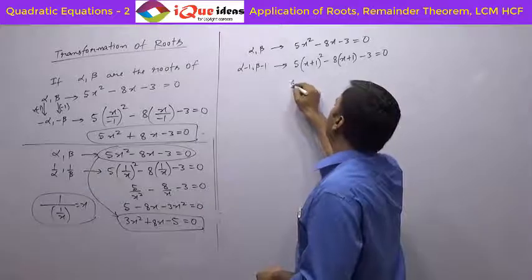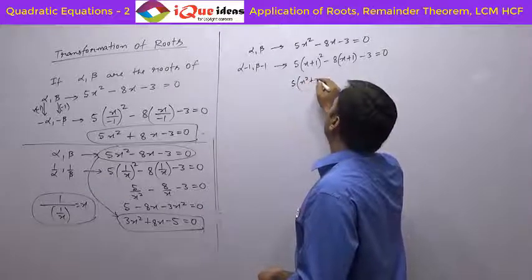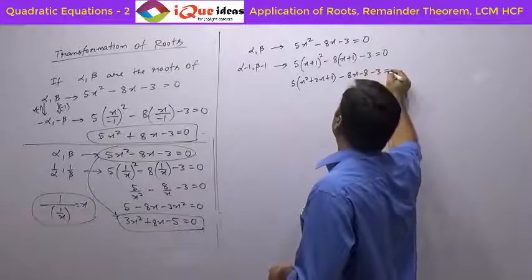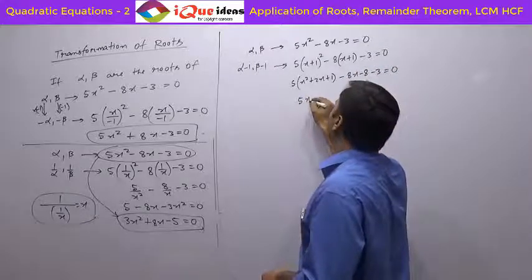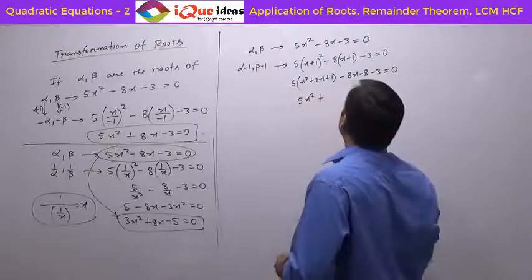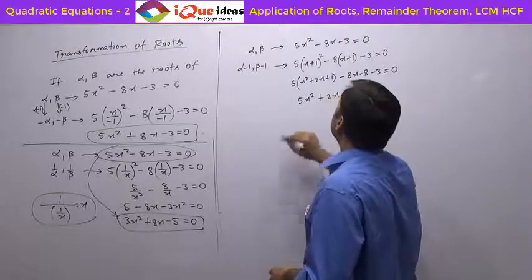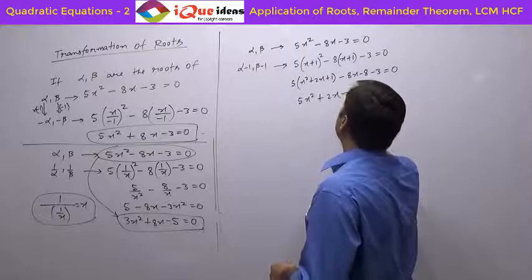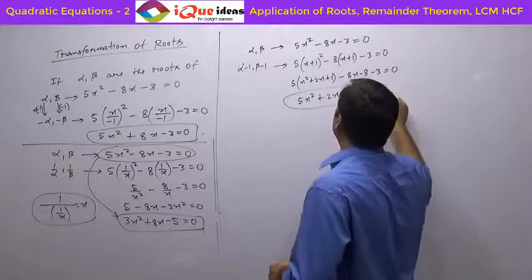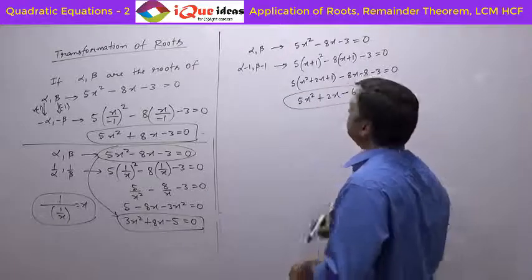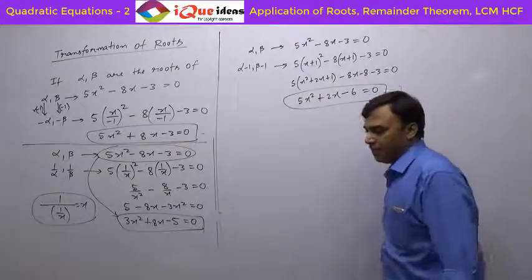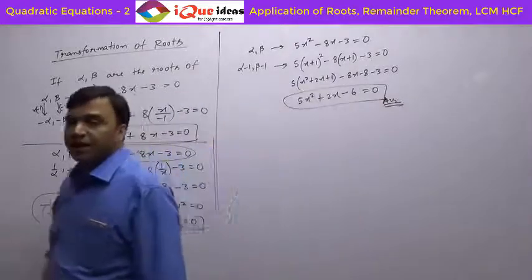So if you open it, it will be 5 into x square plus 2x plus 1 minus 8x minus 8 minus 3 equal to 0. So final answer will be 5x square plus 5 twos are 10x minus 8x is 2x, 5 minus 8 minus 3. So 8 and 3 is 11, 5 minus 11 is minus 6 equal to 0. So this will be the answer in this case. Alright, so I think we have sufficient number of examples that we have done here. Okay, now let's go to the next part.